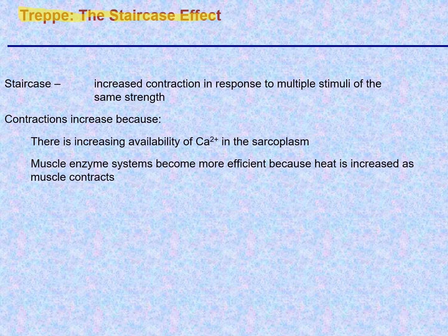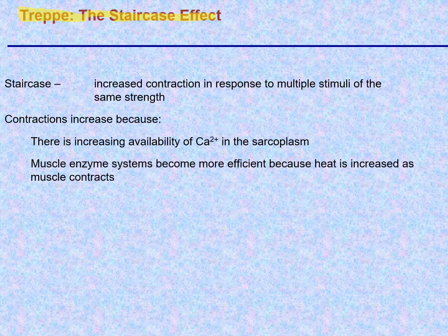The staircase effect can be demonstrated by giving repeated stimulus of the same strength immediately at the end of the period of relaxation. So as soon as the muscle gets relaxed, you give the stimulus. You don't change the strength of the stimulus, but you give it just when the muscle has gone through the period of relaxation. And what will happen is that you'll get an increased strength of contraction.